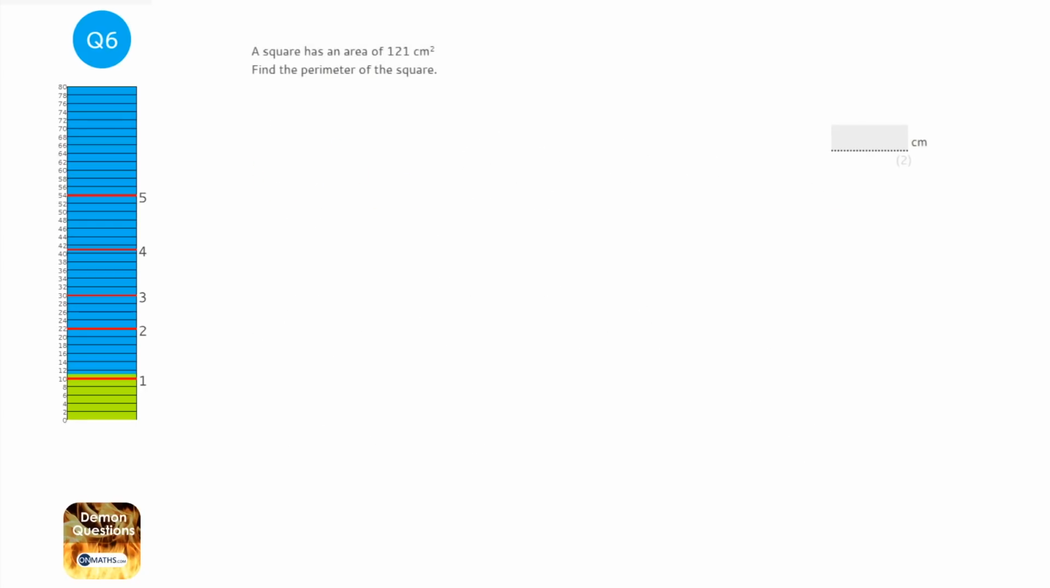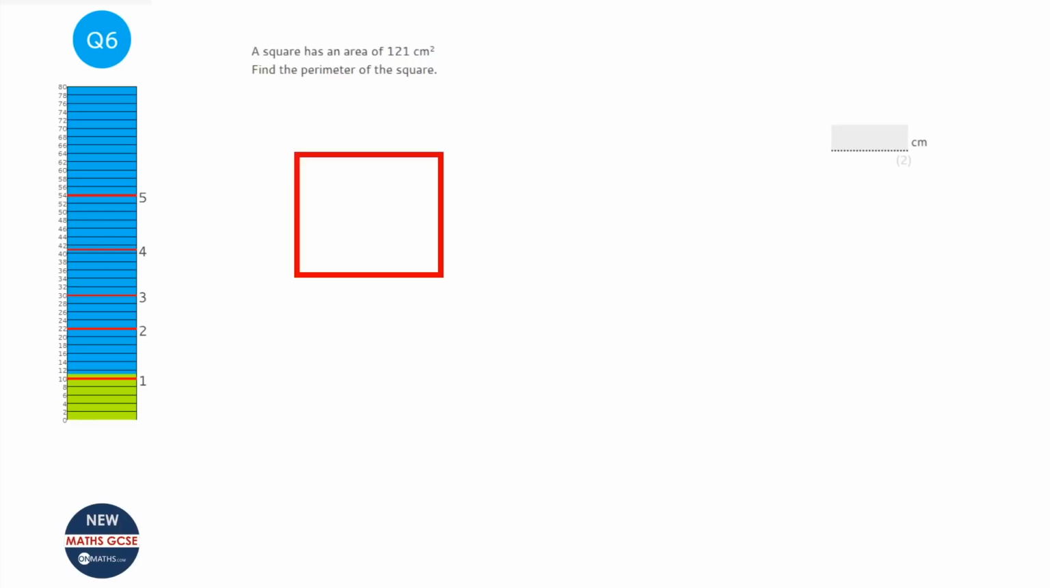Okay, so in this question we see that a square has an area of 121 centimeters squared and we're asked for the perimeter of the square. So the first thing I would do is do a quick little diagram of this square, and we know that the area is 121 centimeters squared. Okay, so I know it's a square, so therefore the width, or the base, and the height will be exactly the same. Okay, and I know to find area, I do this one times this one.